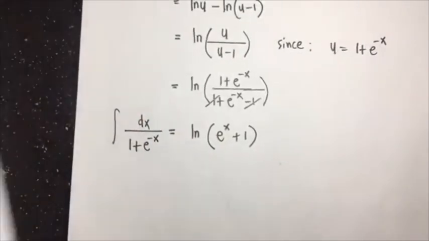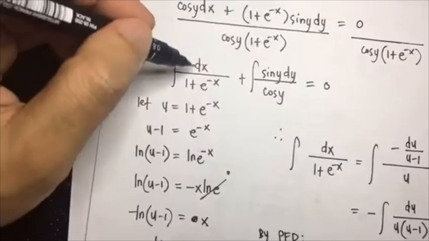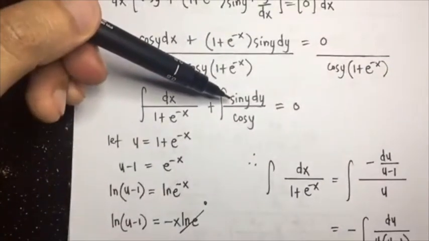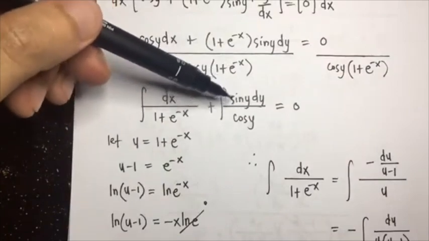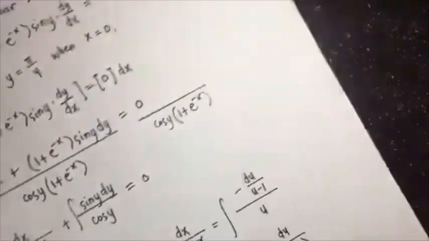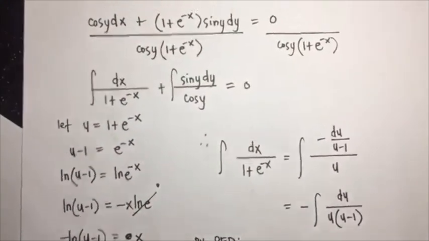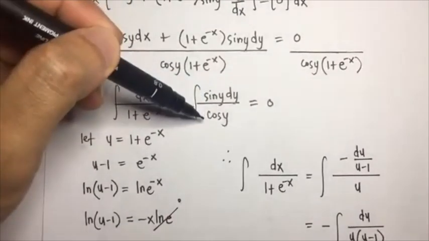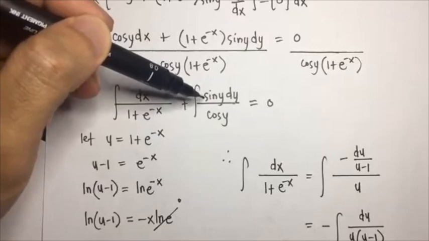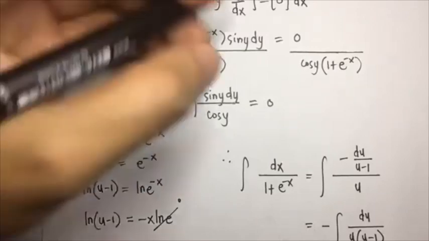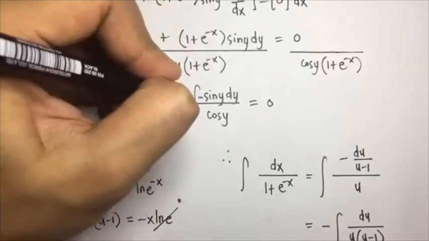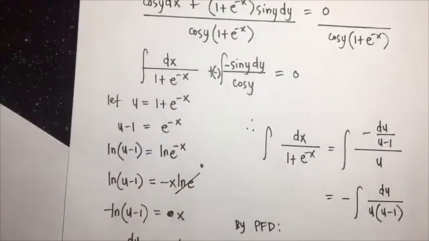Okay, so that is only one. We've only integrated this part. On the other hand, the integral of sine y dy can be integrated using the natural logarithm, where the numerator is the complete differential of the denominator. Since our denominator is cosine y, its differential is negative sine y dy. So for us to integrate this, we must place a negative sign here, and then outside the integral sign, we will put minus.